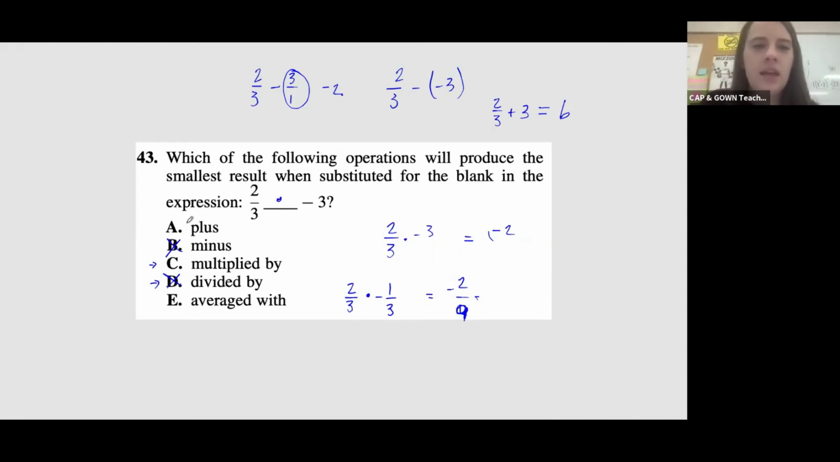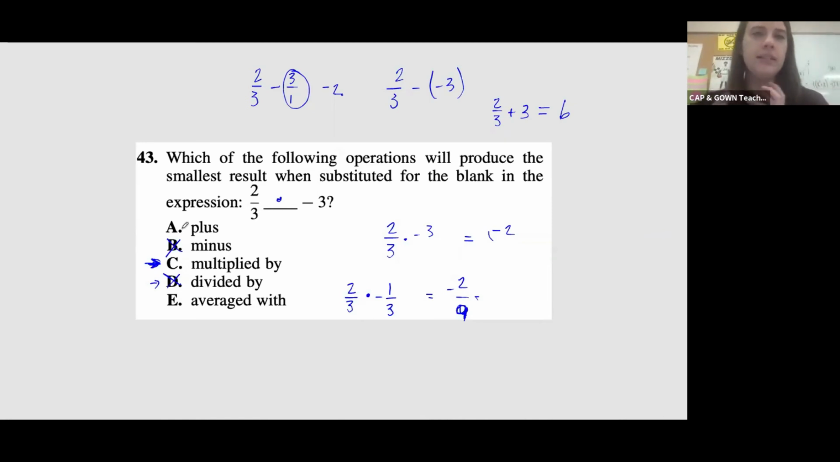And I can still say that this multiplication is going to be my biggest way to change my number. When you're averaging, you're adding and dividing. So I already know that wasn't my answer. But multiplying is going to give you the biggest change versus adding or subtracting. And dividing makes things smaller. But in this case, since we're multiplying by a negative number, C is our answer because it's going to actually keep making our number smaller.